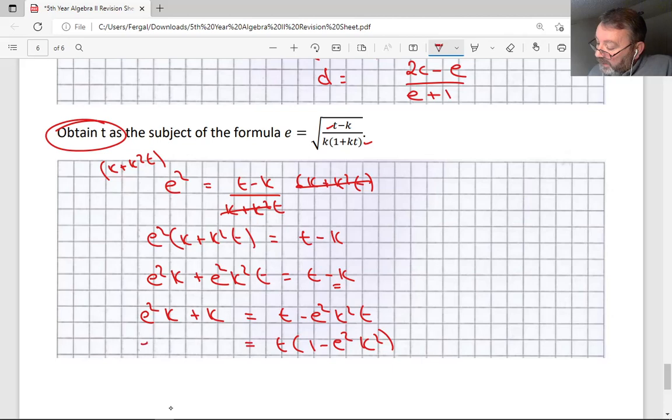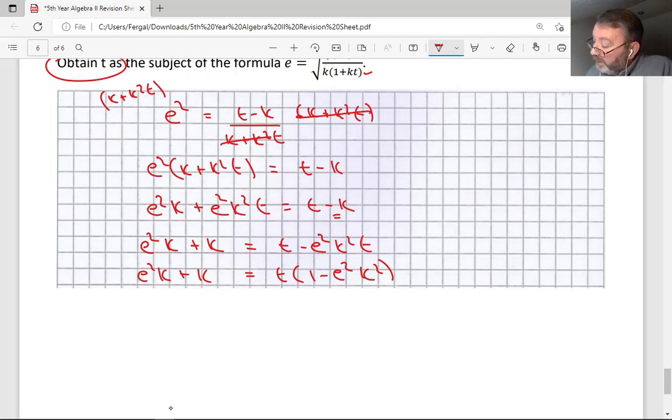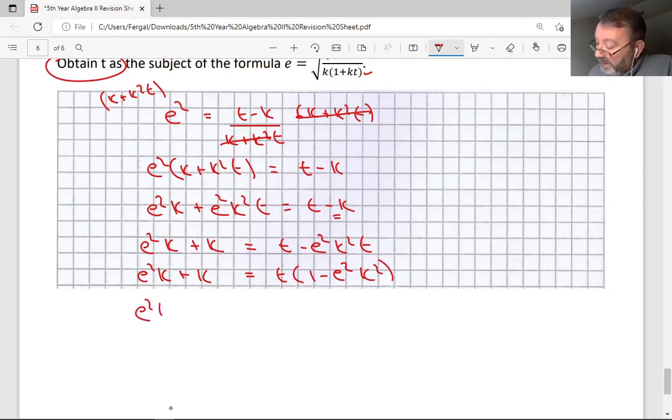And that's equal to e squared k plus k. And finally, because t is being multiplied by 1 minus e squared k squared, that 1 minus e squared k squared will divide on the other side to give you e squared k plus k over 1 minus e squared k squared is equal to t.